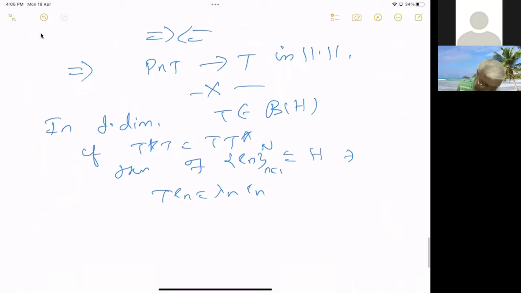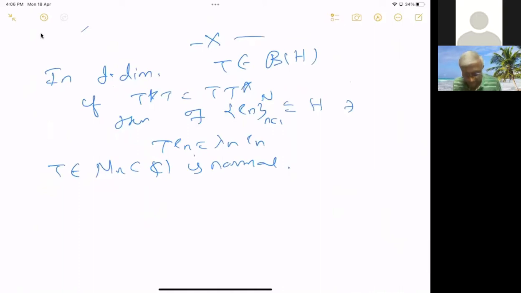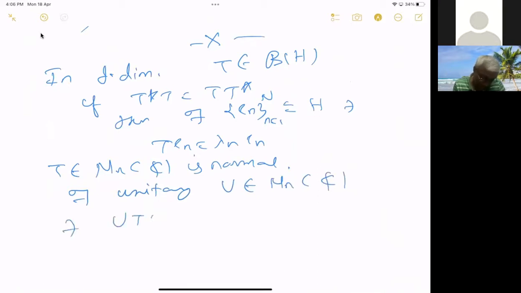Or in other words, if T is a finite dimensional operator, if T is in Mn(C) and is normal, matrix means we are just writing it with respect to some particular basis. T as an abstract operator means you are not writing with respect to a particular basis. Here you are fixing a basis. Then that means that there is a unitary U in Mn(C) such that U T U star is diagonal. It's a diagonal matrix.